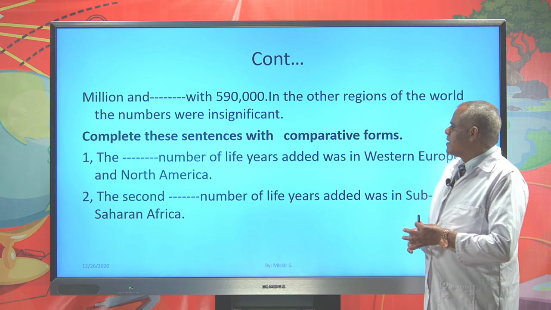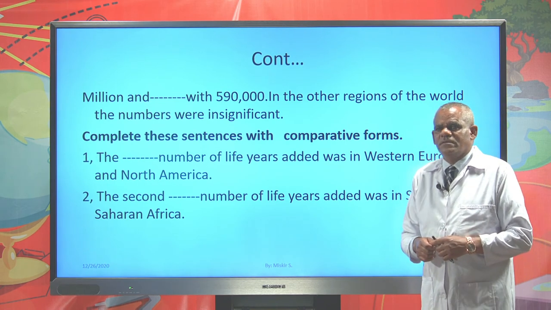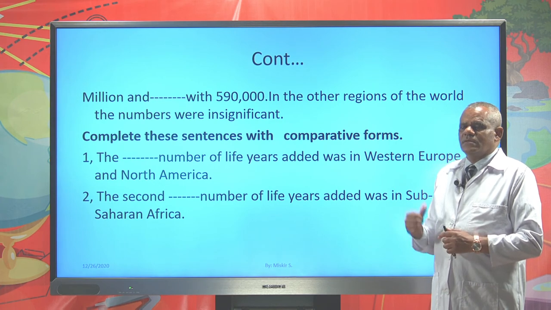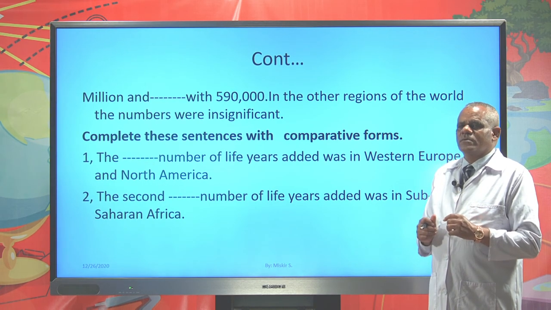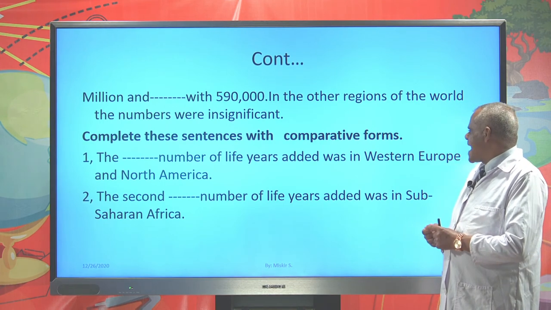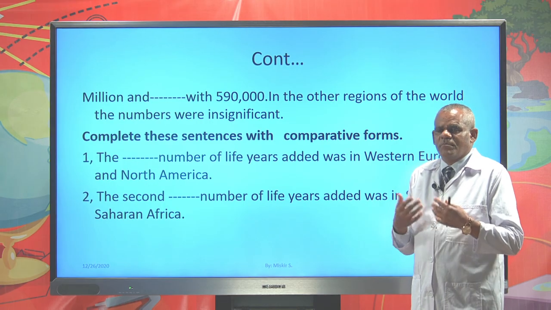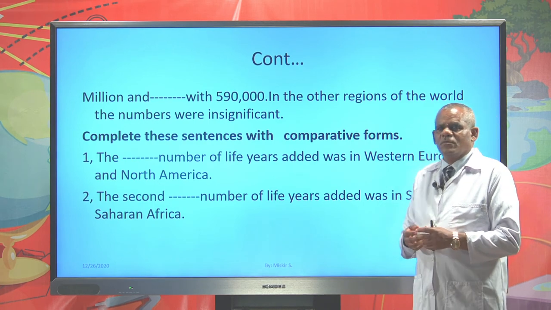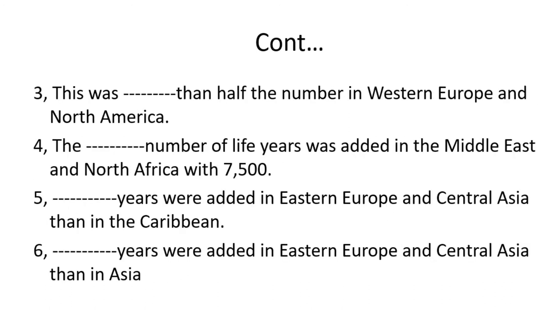These activities: complete the sentences with comparative forms. This is a part of the activity. We are still talking about the bar graph shown in your textbook. Refer to it to answer these questions. Number one, the blank number of life years added was in Western Europe and North America. Number two, the blank number of life years added was in Sub-Saharan Africa. Use appropriate comparative forms which help us to complete these sentences. Similarly, number three, this was blank than half the number in Western Europe and North America.